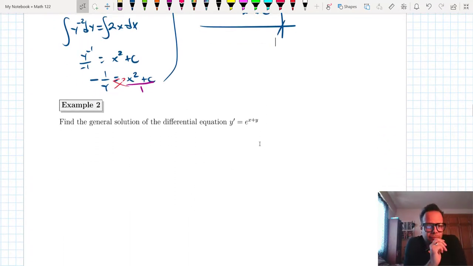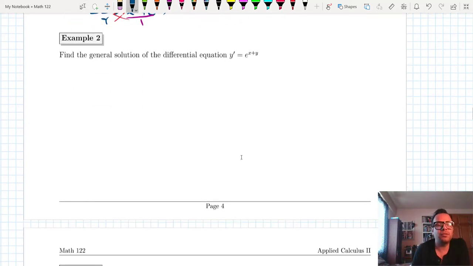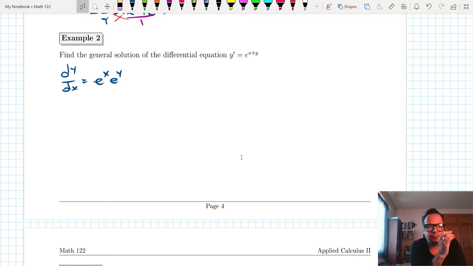All right, find the general solution of the differential equation y prime equals e to the x plus y. So first we do two things. Number one, change the notation for the derivative symbol to dy/dx so we can separate the variables, and then I'm going to use laws of exponents: e to the x times e to the y. I'm going to separate the variables, so I'm going to multiply both sides by dx. And then I'm going to divide both sides by e to the y.